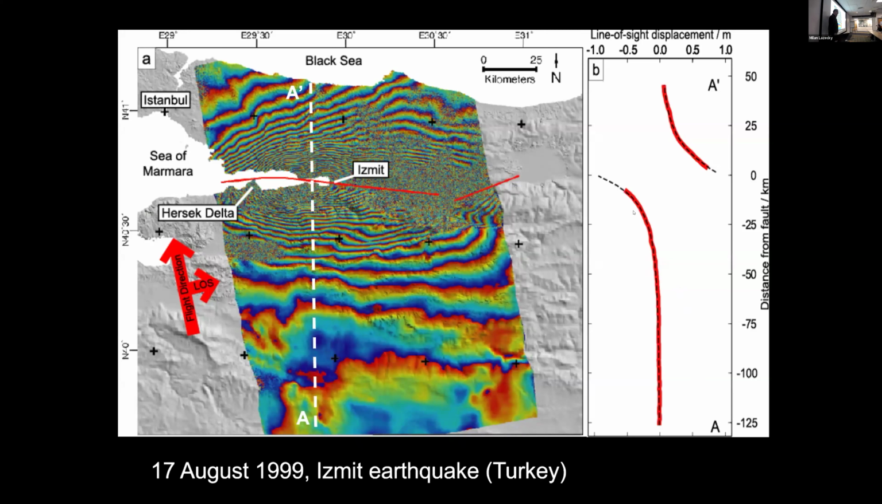The fringes are getting closer together, it's telling you the strain, the gradient of motion, is getting stronger and stronger as we get closer to the fault. And it's the opposite on the northern side. And you'll hear much more about these kinds of earthquake displacements from John Elliott tomorrow.